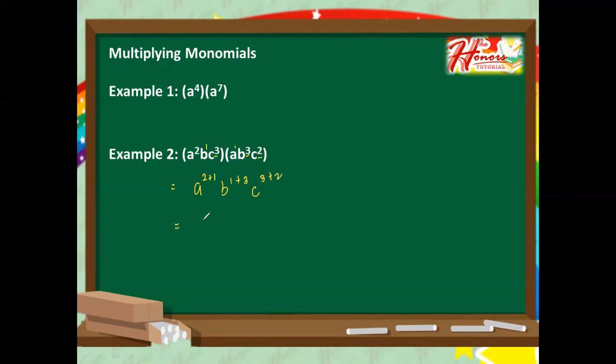And then let's add. So that is a raised to 2 plus 1, that's 3. B raised to 1 plus 3, that's 4. And then c raised to 3 plus 2, that's 5. So the final answer is a cubed b raised to 4 c raised to 5. And that's it for number 2. Let's have another example.